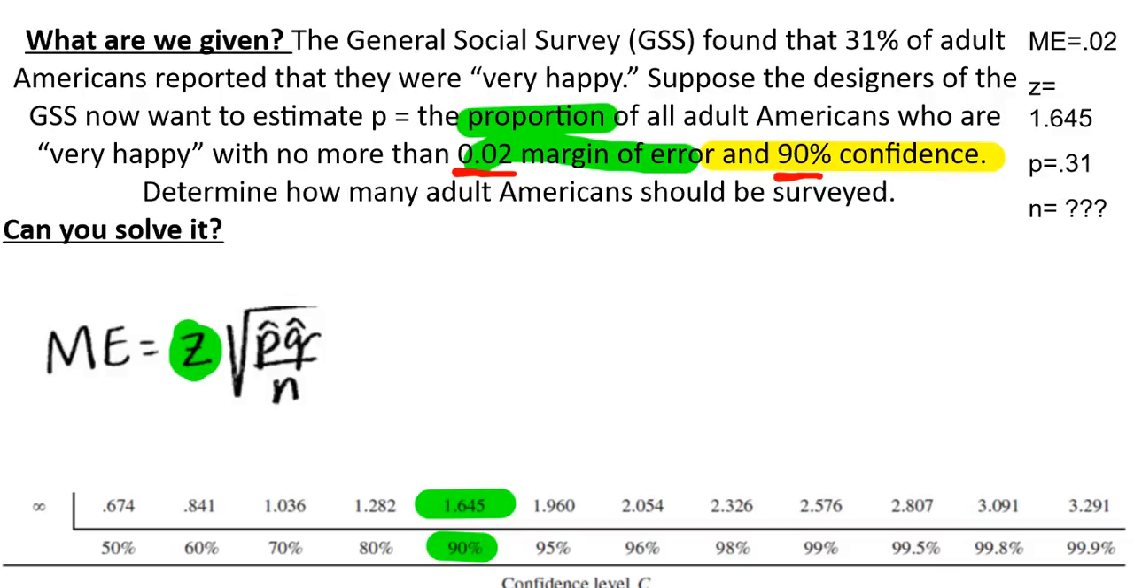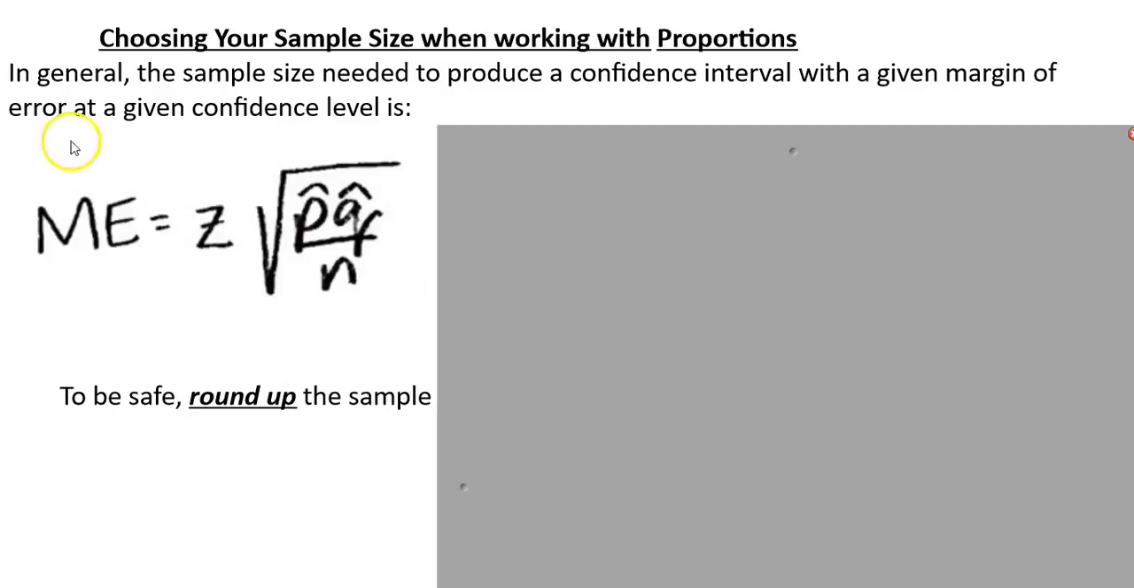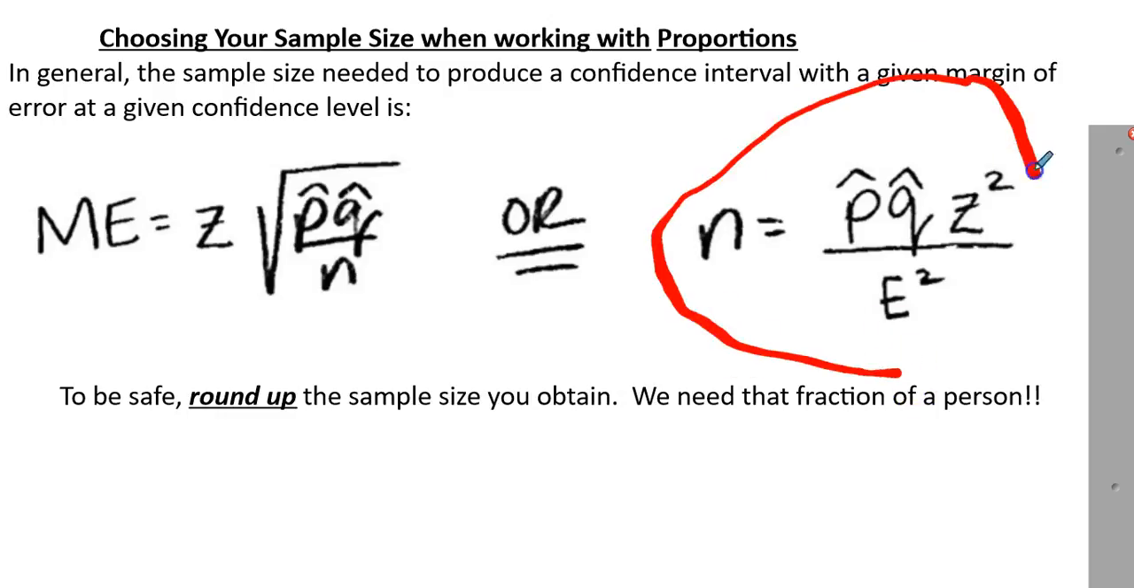So we're going to do some practice now, and we're going to take some notes first. In choosing your sample size, that was a lot of algebra that we just did. So you can use the margin of error formula like we just did, plug everything in, and solve for N. If you don't like doing that algebra, you can instead use this rearranged formula. It's the same formula, just with the variables rearranged. If you want to use it, you must memorize it on your own. This is not one you're given. To be safe, remember, always round up, because you need that fraction of a person.